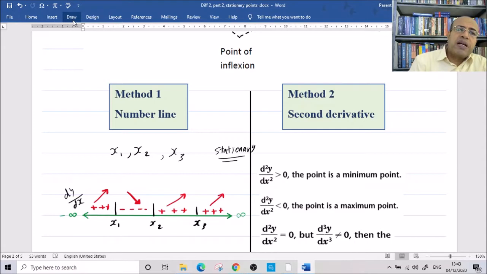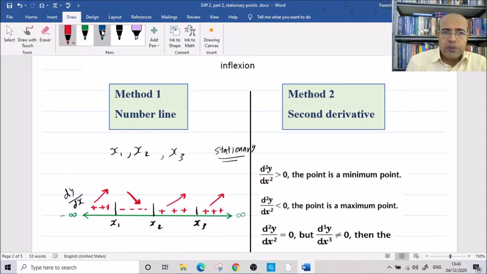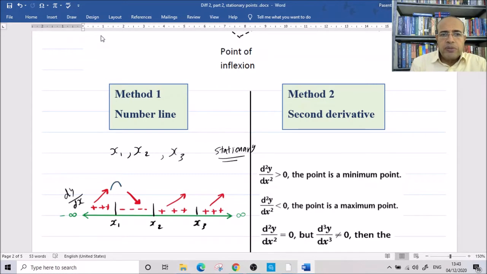Now what about the classification, تصنيف البوينتس دول? Look, this is the top, so this is called the maximum. Increasing and then decreasing. This is the bottom, decreasing and then increasing, so this is minimum. This is increasing and increasing, so it is inflection. This is by using the number line.